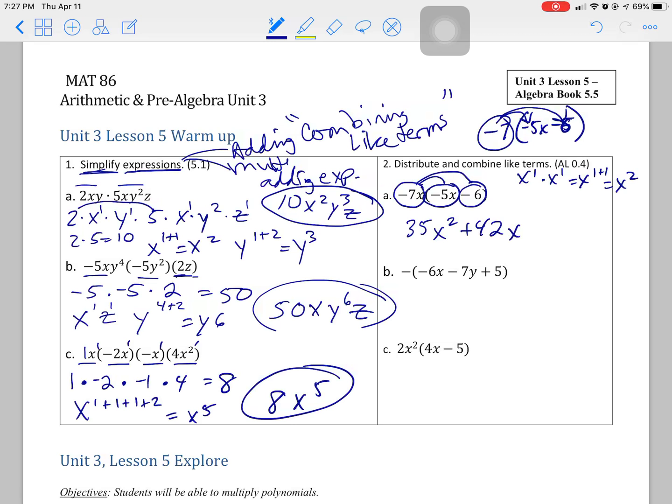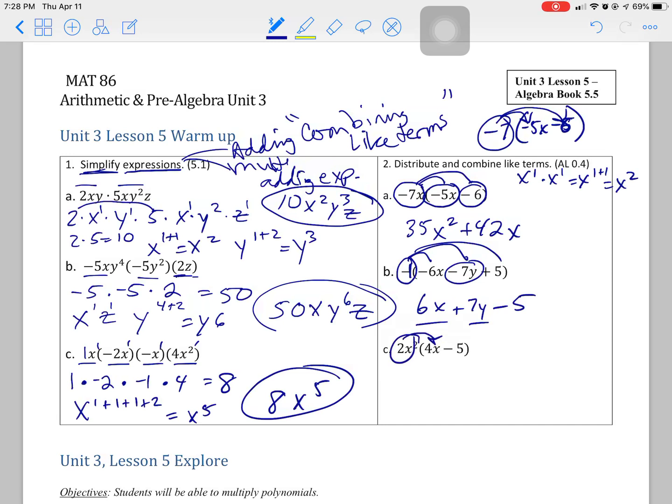Okay? This one, you can think of this as a negative 1 times everything. So negative 1 times a negative 6 is a positive 6. Positive 7y, negative 5. And these are not like terms, so we're not adding them together. So multiplying a three-term trinomial, polynomial, however you want to call it, by a negative 1 changes the signs to the opposite sign. Okay? It's the same thing as distributing a negative 1.